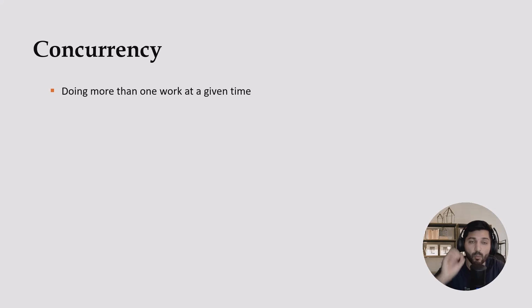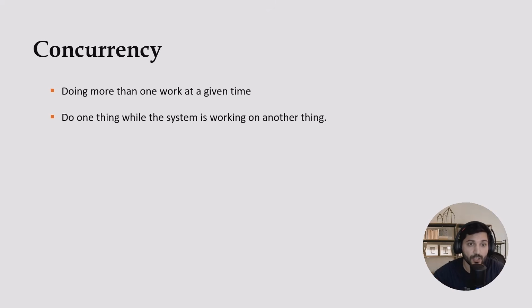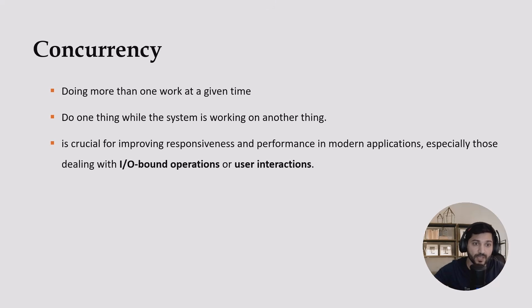Concurrency is doing more than one work at a given time. Do one thing while the system is working on another thing. It is crucial for improving responsiveness and performance in modern applications, especially those dealing with input-output bound operations or user interactions. This is a really easy topic.